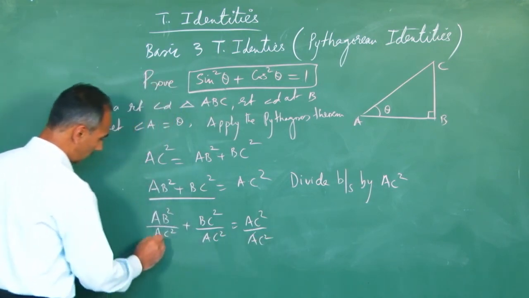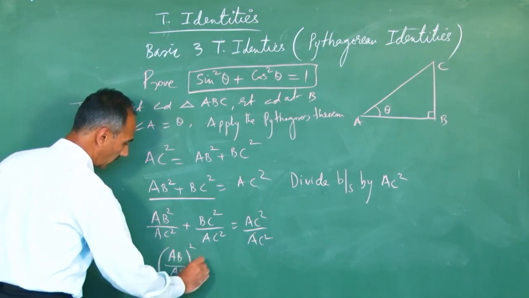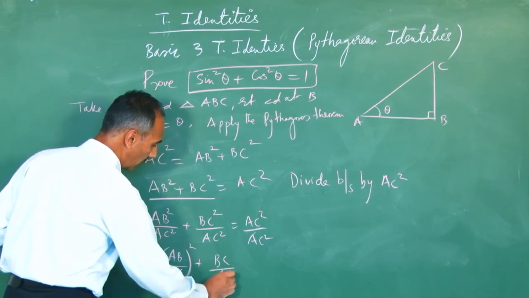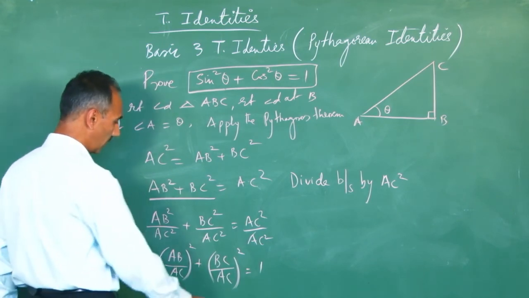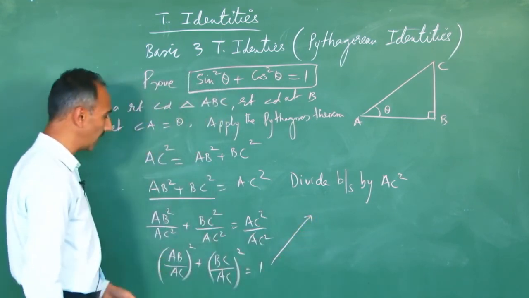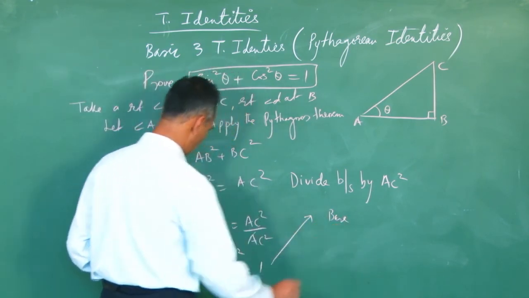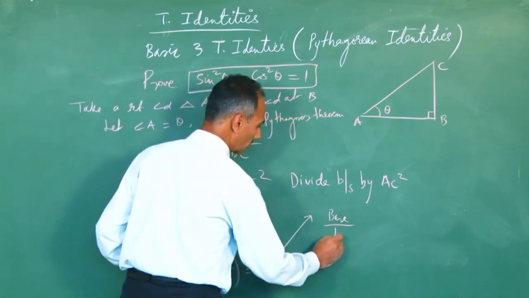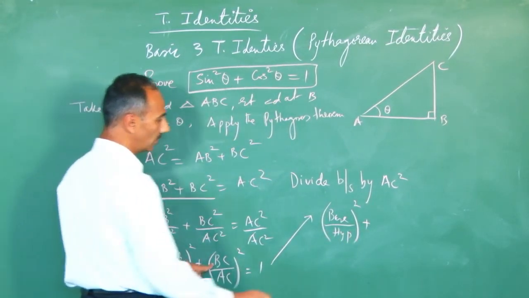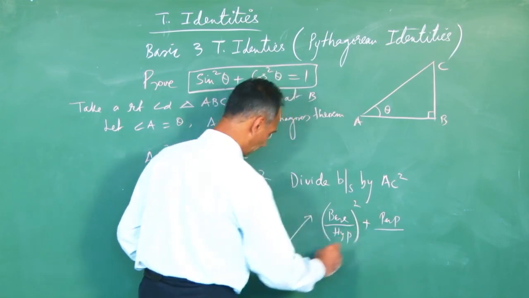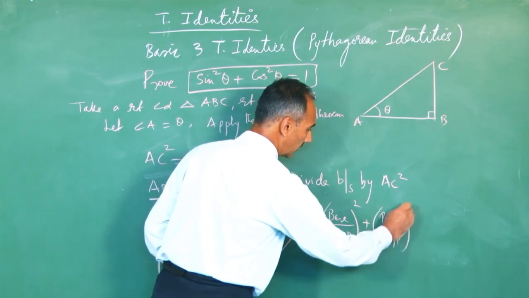So this is AB by AC whole square. This will be BC by AC whole square. And this is simply 1, AC square by AC square. So what is AB and AC? If you observe, AB is your base. And what is AC? It's hypotenuse. So AC is hypotenuse, so square of that, plus BC is your perpendicular, and AC is again your hypotenuse, square of that, and right hand side is 1.